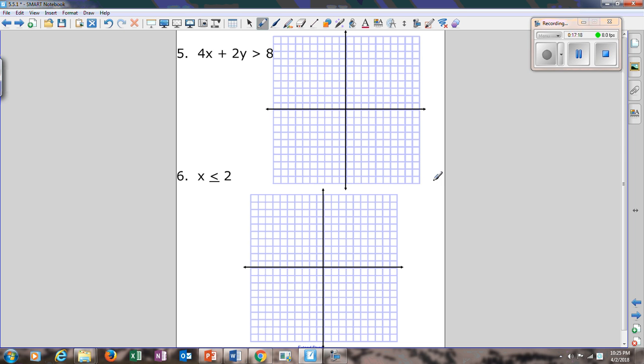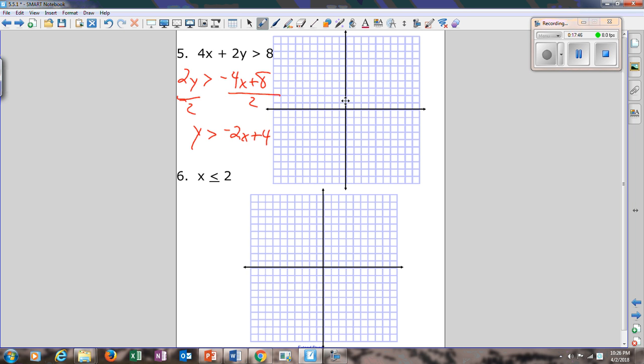Number 5, got to get y by itself first. We subtract the 4x, gives you 2y is greater than -4x plus 8. Divide by 2. Get y is greater than -2x plus 4.